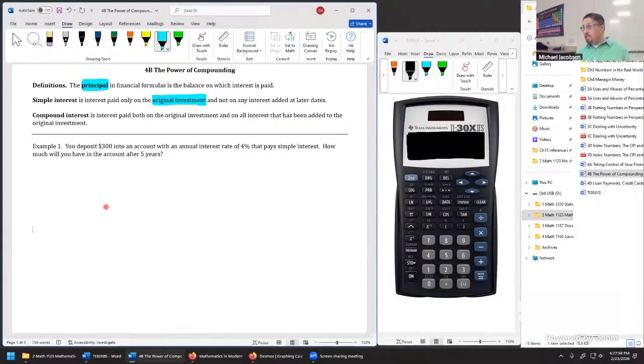Okay, well, in this example, really it's all about just getting used to the new terminology. It says you deposit $300 into an account with an annual interest rate of 4% that pays simple interest, and we want to know how much will you have in the account after 5 years. First thing we want to identify is the principal, and we often denote it by uppercase letter P in the formulas we'll be using. Here, when it said you deposited $300 into an account, that was the principal amount.